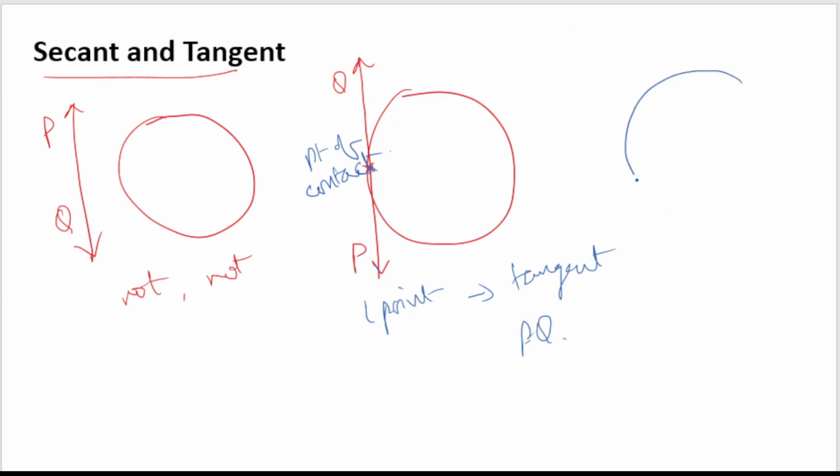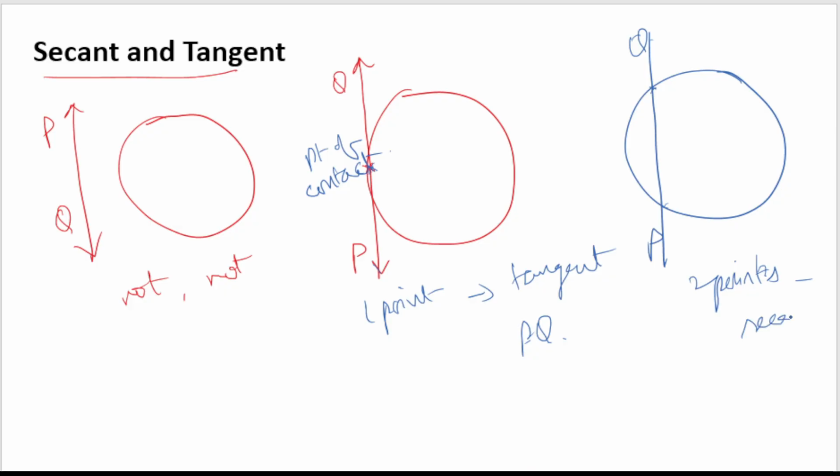And we will see the third case. We will take a circle and we will take a line PQ. This line PQ is intersecting the circle at 2 points. Then this line is called a secant.